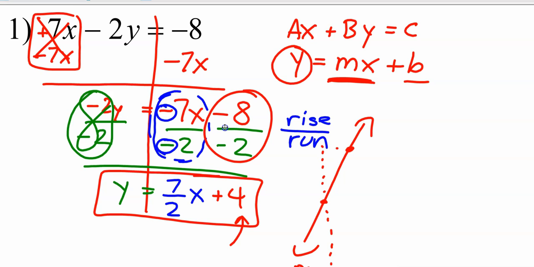So this is what we're doing, okay? We're going to get rid of that x first, and then we're going to divide by the number in front of the y. Two steps.